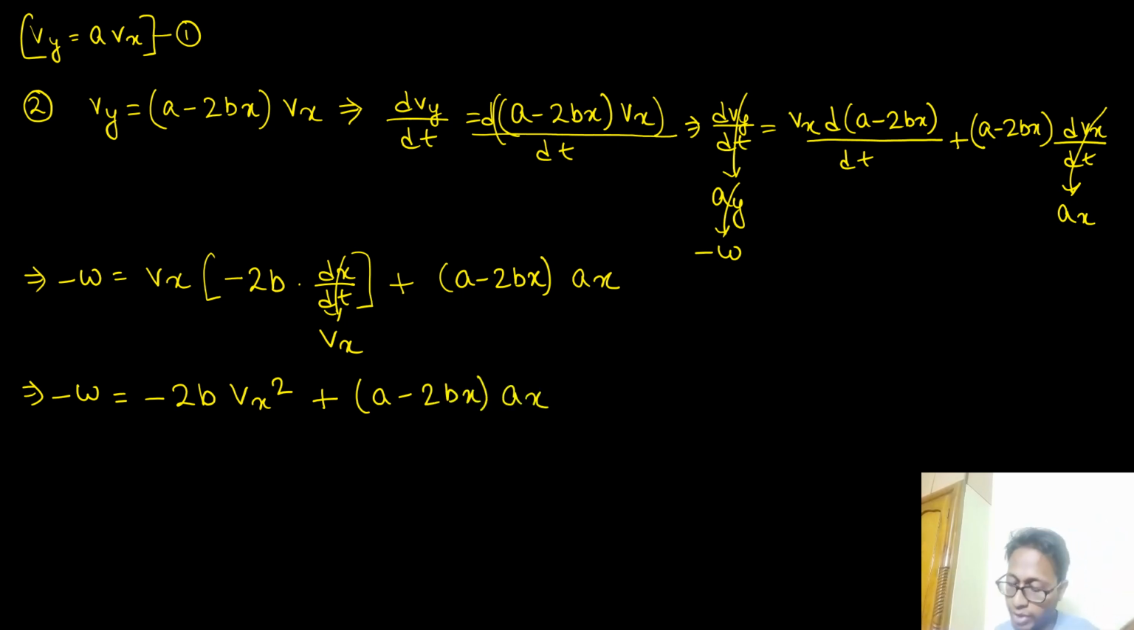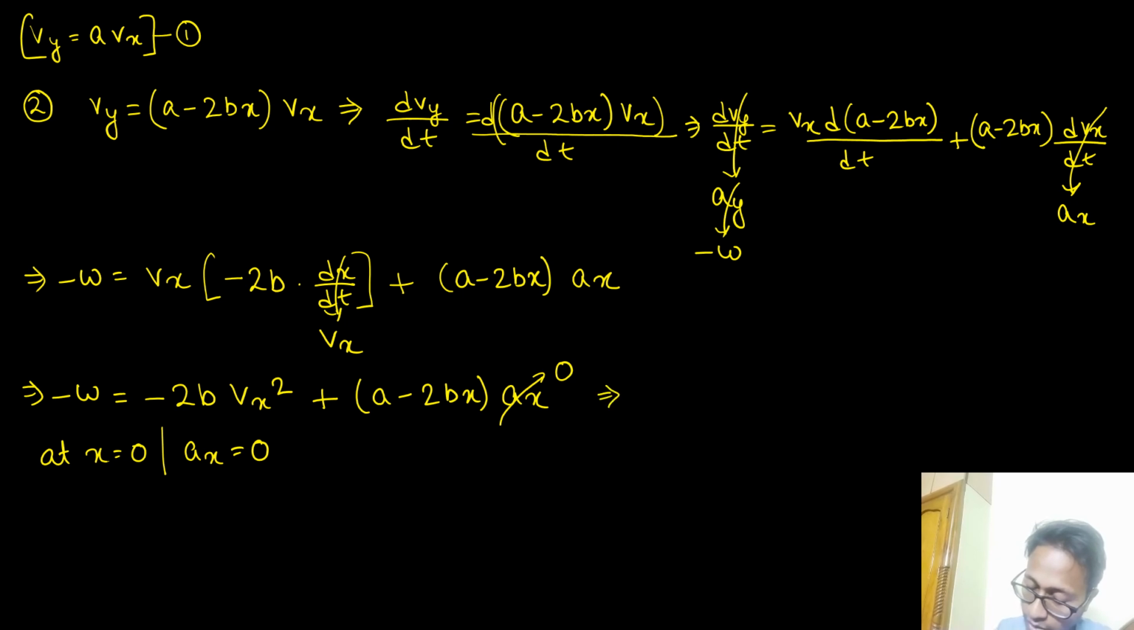I have to put the boundary condition at x equals to 0. The x component of acceleration is equals to 0. How do I know that? Because in the question it is given that acceleration exists only in the negative y direction. That means there is no x component of acceleration, so ax will always be equals to 0. So if I solve this, minus w is equals to minus 2b vx square.